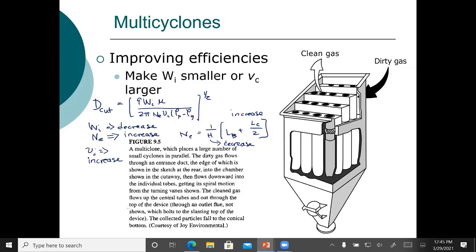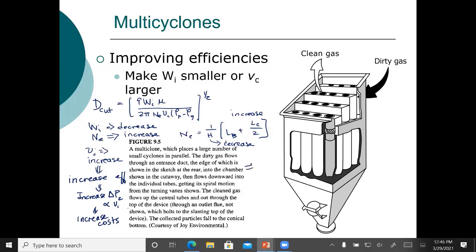Problem with all of these is changing one impacts another. So we change the width, we decrease that, that's going to increase the inlet velocity. That will increase the efficiency, but it will also increase the pressure drop, and the pressure drop is proportional to the square of the velocity. So small changes in velocity will have a significant increase in the pressure drop, which means that this will increase the cost.